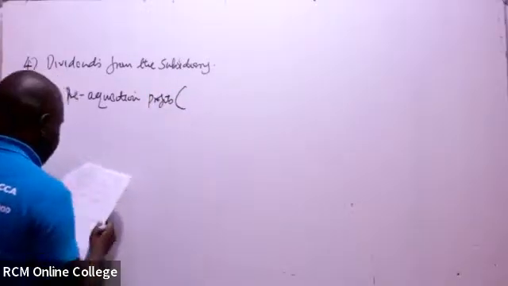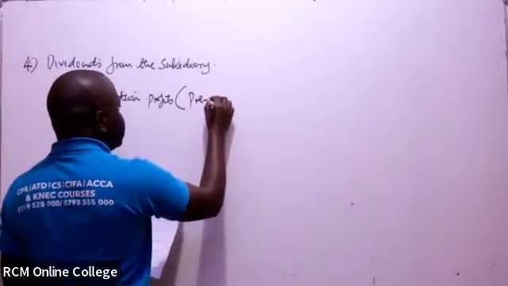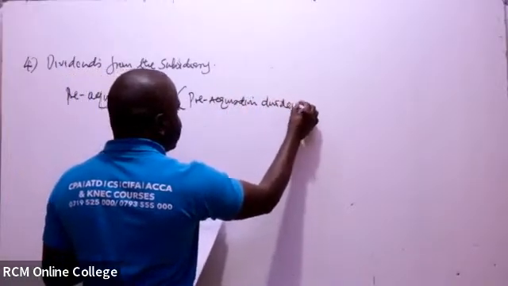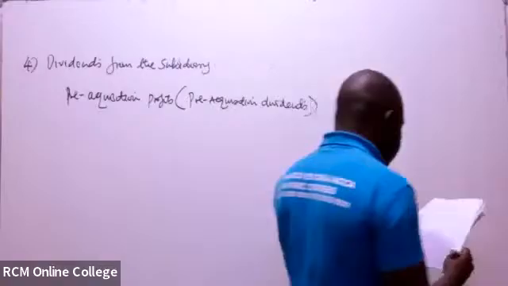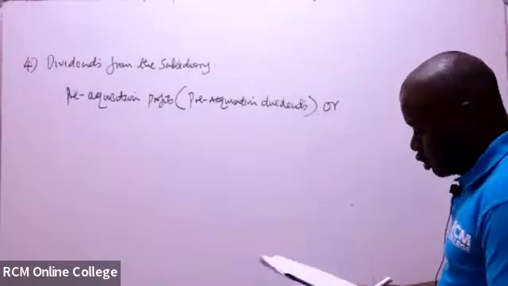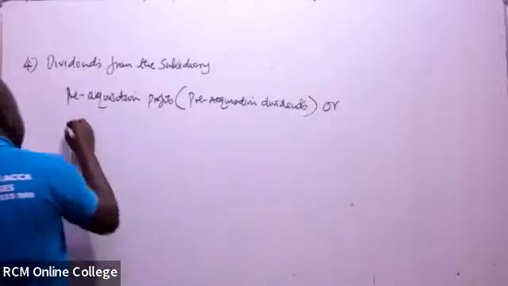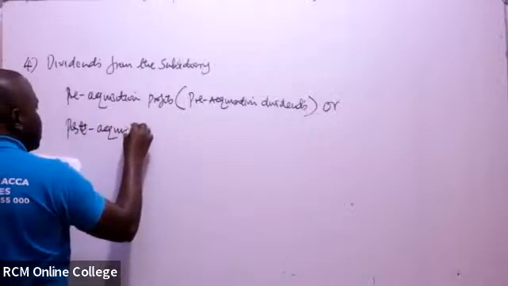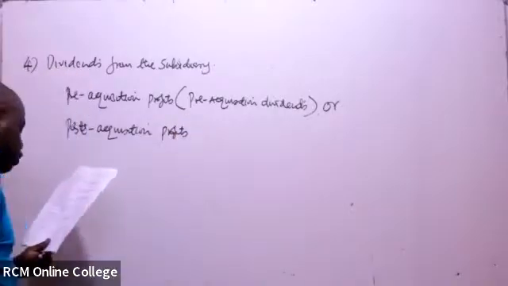You put in bracket, pre-acquisition dividends. We call it pre-acquisition dividends: the dividends that were actually paid by the subsidiary before it was acquired. Or they can be paid out of post-acquisition profits. This is after acquisition.